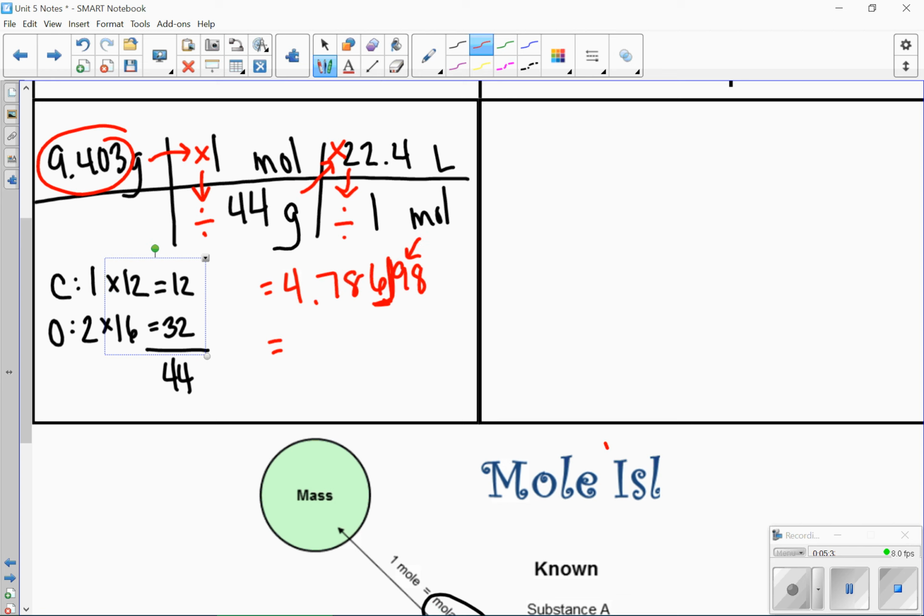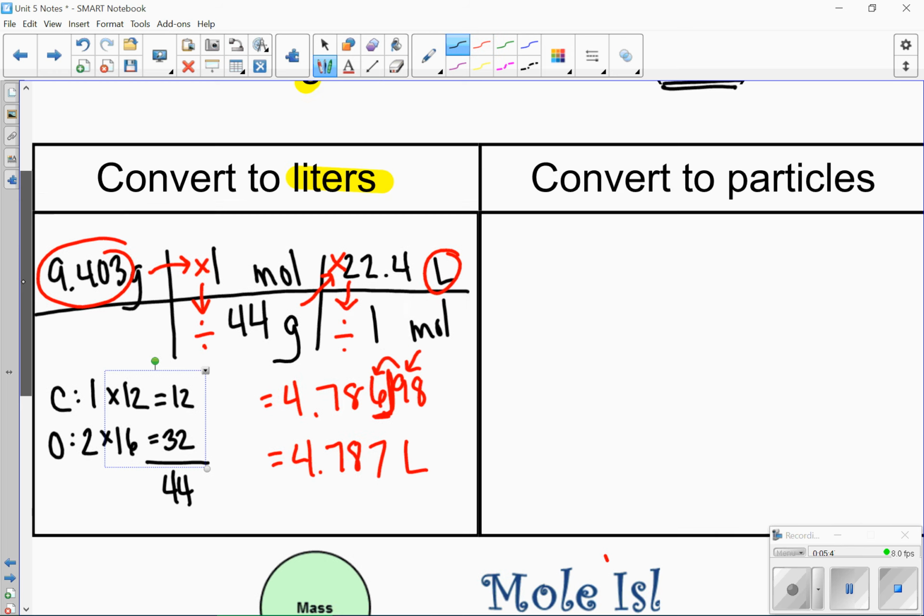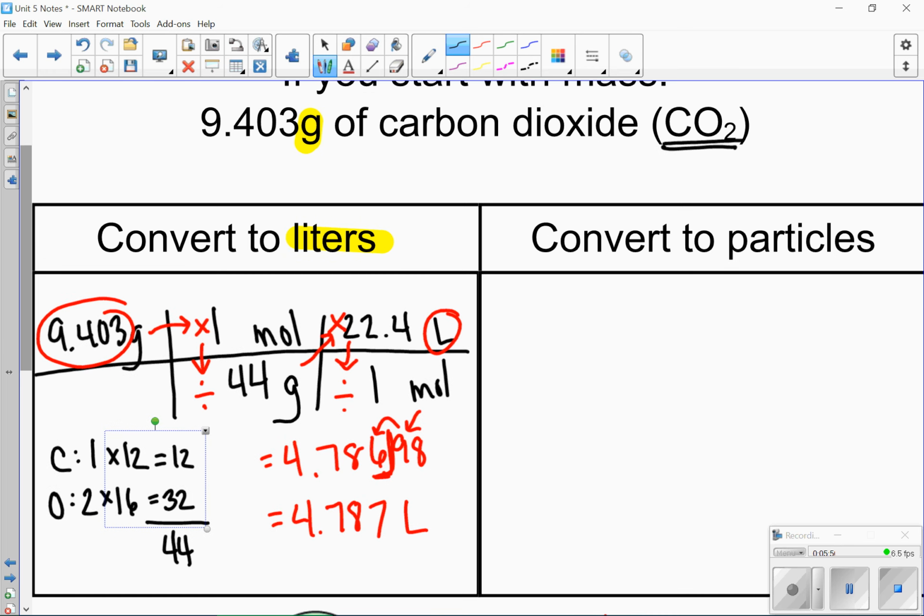Directly after that 6 is a 9, which means this will round up. So we leave the 4.78. Because of that 9, we will write 7. And if you're not sure what unit to put on your answer, it's always the last one that you've got, so liters.